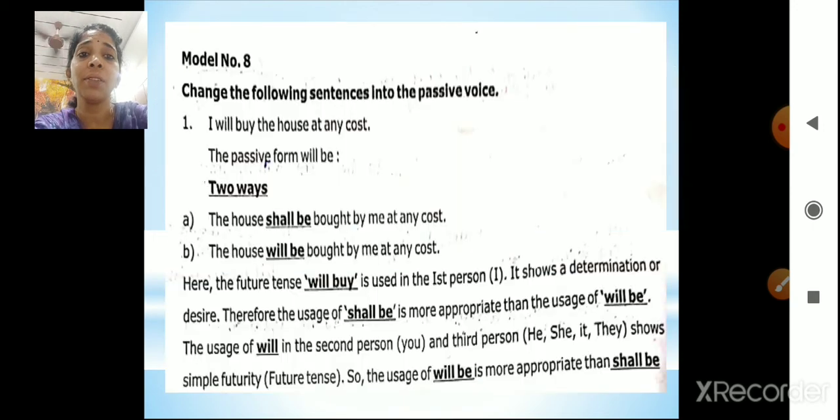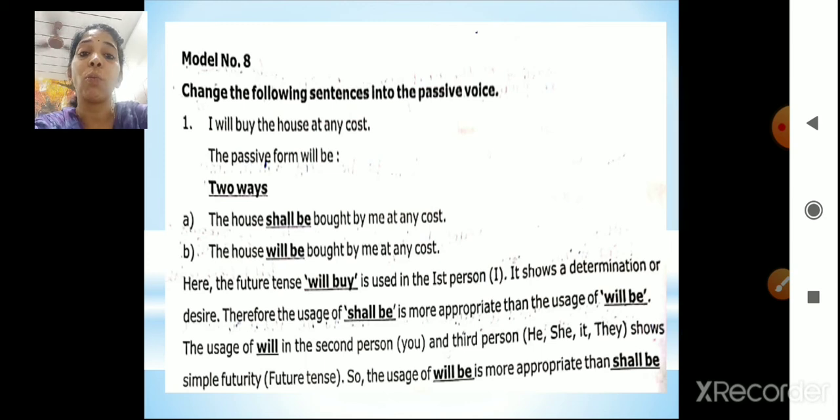Now moving ahead, let me explain model number 8. Change the following sentences into the passive voice. I will buy the house at any cost. The passive form can be written in two ways. The first one is, the house shall be bought by me at any cost.